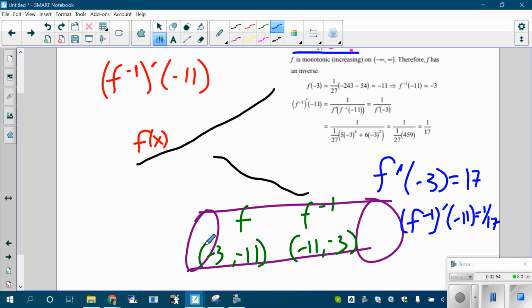I'm using this x value on the original to tell me about the derivative at this x value, the buddy point, on the inverse. Cool? That concludes. So nice, guys.